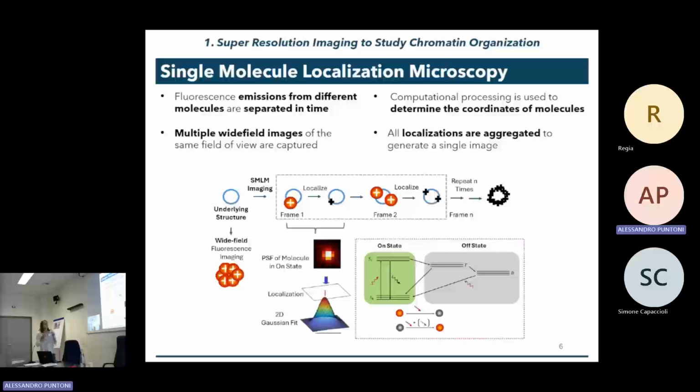With single molecule localization microscopy, we can break this diffraction limit using photoswitchable probes and dividing in time the emission from different molecules. So frame by frame, I can see the emission of a few molecules, and then frame by frame, I can process them, determine the coordinates of each molecule, and then aggregate the localizations together. And this is possible using the triplet state of the molecular energy levels.